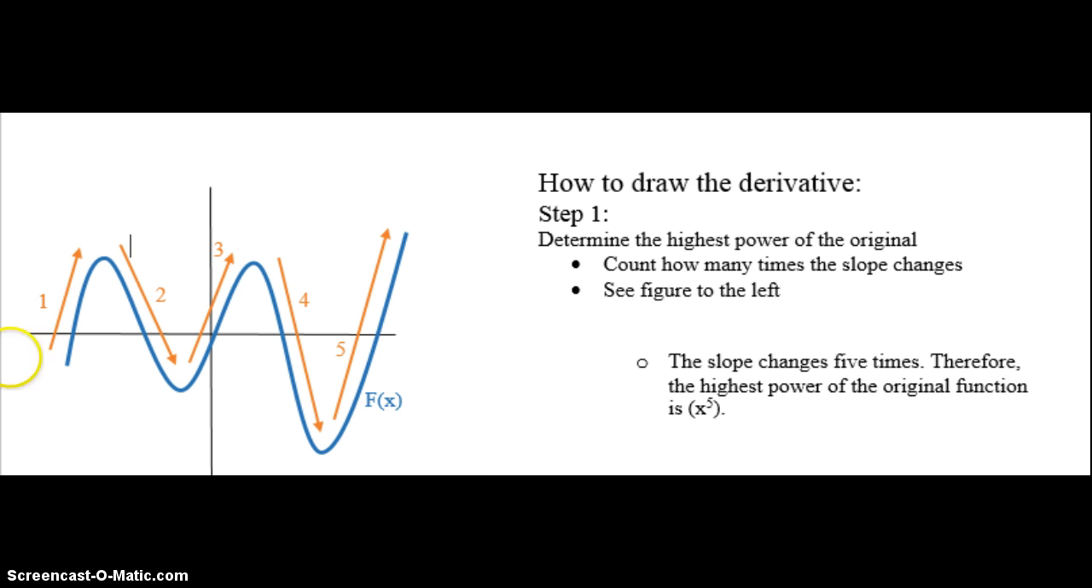So in this case, for the example to the left, you have a positive slope, a negative slope, a positive slope, a negative slope, and another positive slope. And you just count how many times, which I did here, and it comes out to be 5. So the highest exponent you have in this equation is x to the 5th.